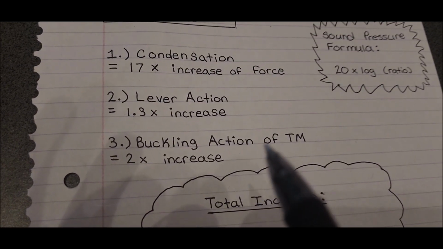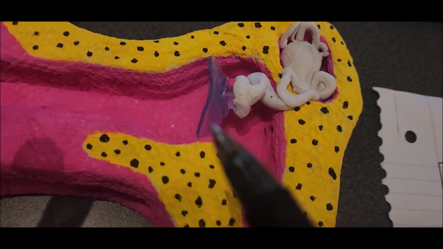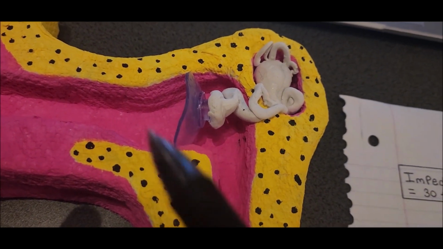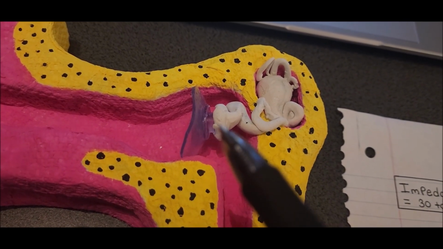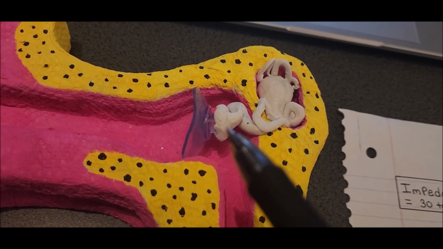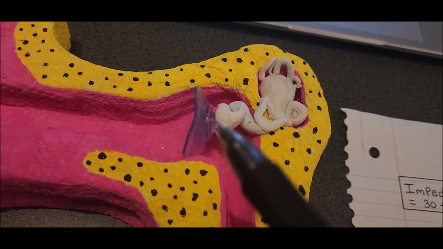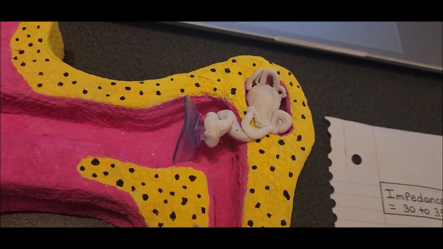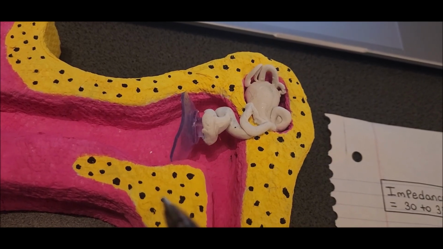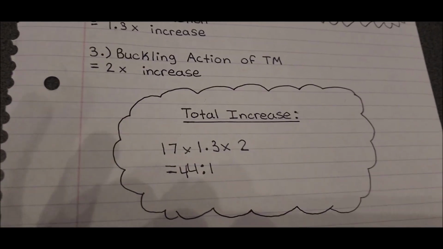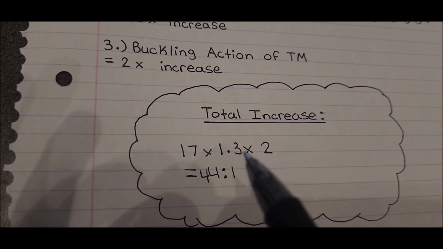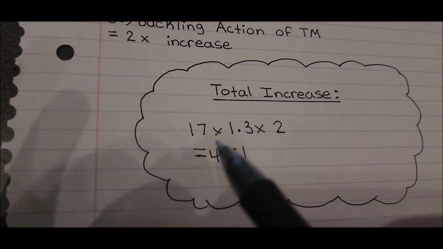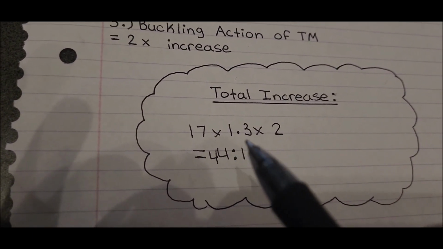Finally, the buckling action of the tympanic membrane. So this basically refers to there being more movement and less force on the outer edge of the tympanic membrane when compared to the center. Center is where the umbo of the malleus actually connects to the tympanic membrane. So this leads there to be less movement, but more force on the umbo where the malleus is attached. This increase in force is approximately a 2 times increase in force. So the total increase is 17 times 1.3 times 2, which leads us to a ratio of 44 to 1.